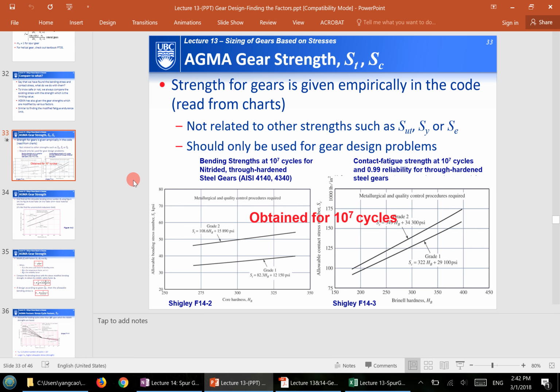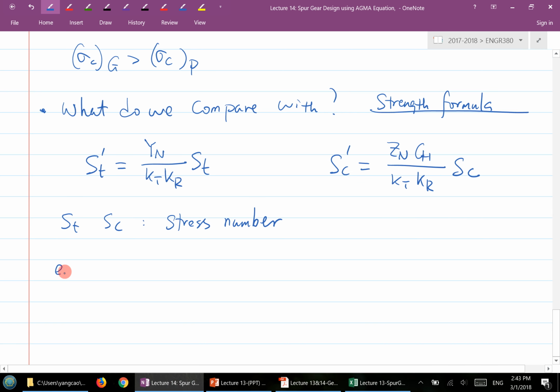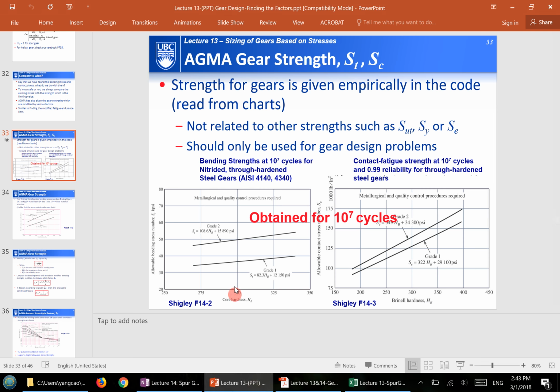I'll show you a couple right here. This is figure 14-2 and 14-3. These two figures will give us the ST value. So for example, I'll write down something here: 14-2 and 14-3 give ST value. Actually, there are a couple of tables that also give ST, but that's one example.